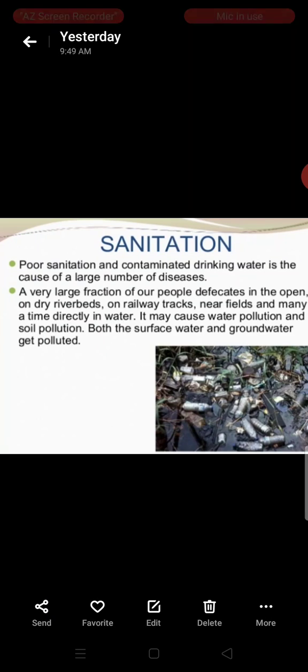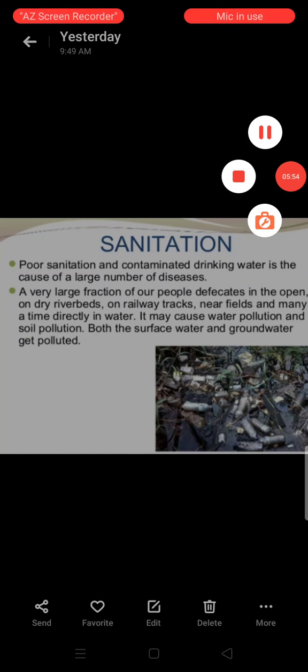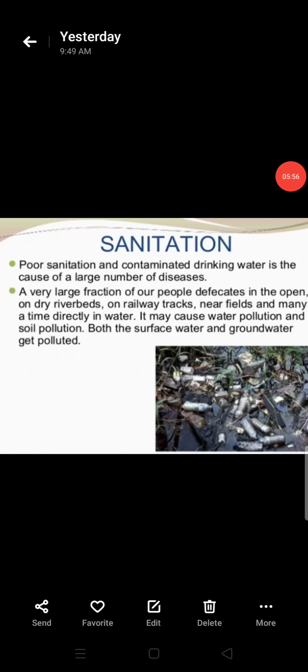Second topic, sanitation. Poor sanitation and contaminated drinking water is the cause of a large number of diseases. If our surroundings are unhygienic or if we are not drinking pure water, what will happen? Lots of diseases will take place in our body because they will react in our body and act fast, as our immune system will get weakened.